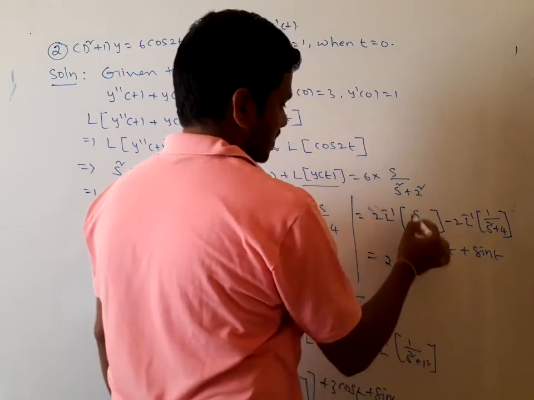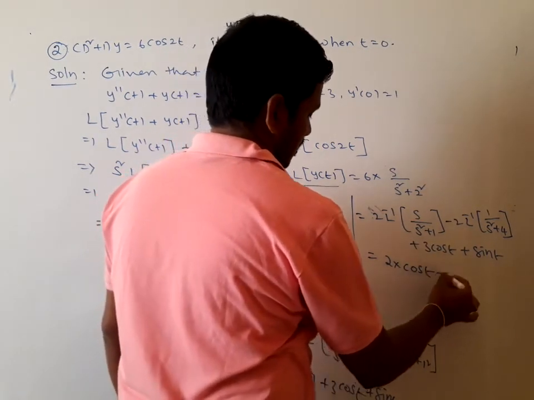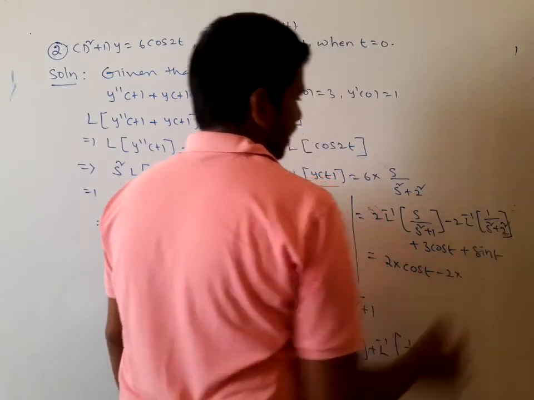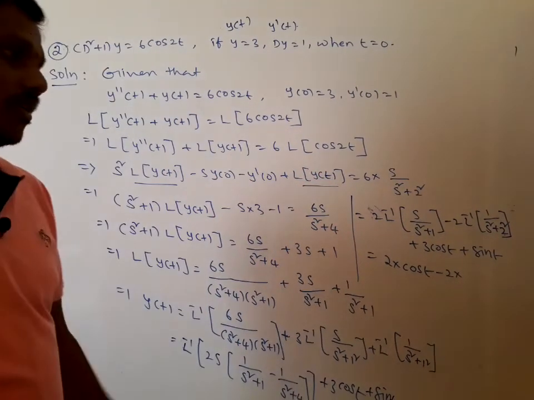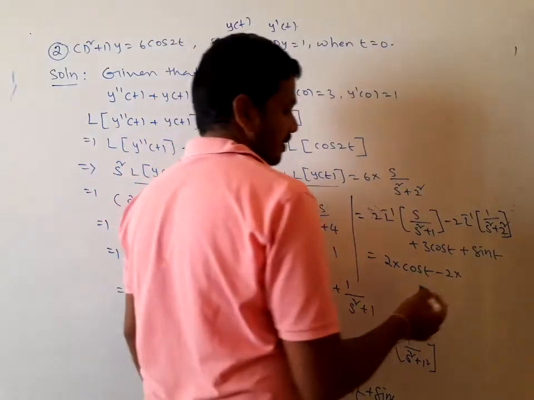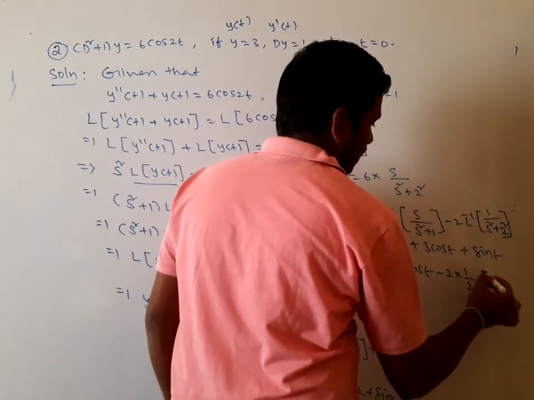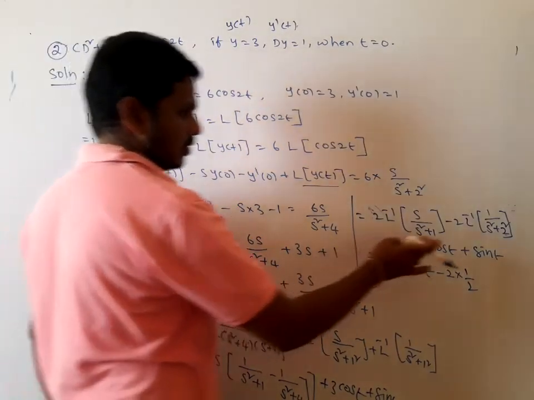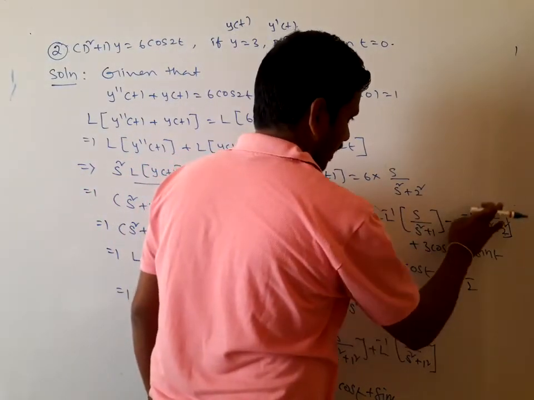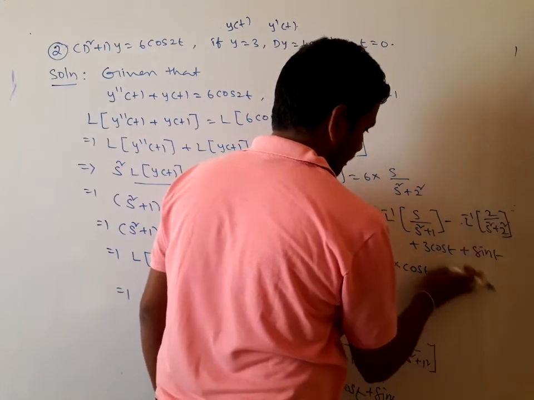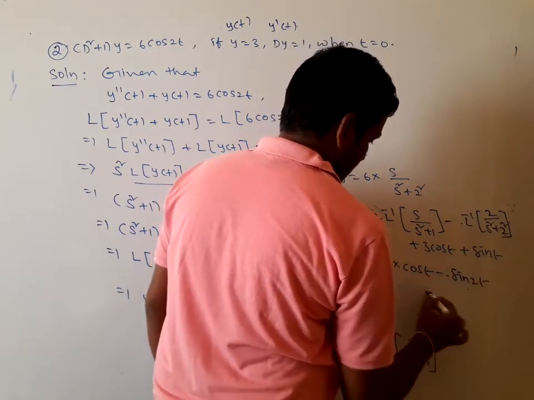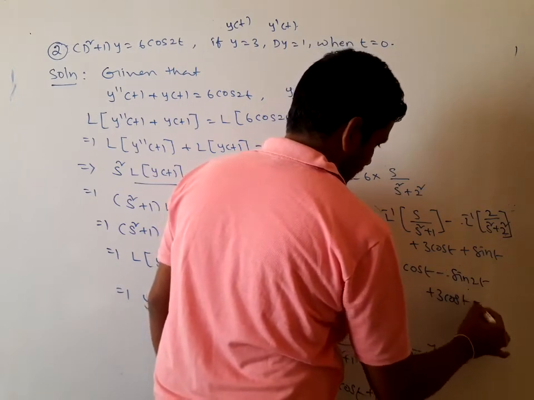Which is 2 into cos t, minus 2 into, here 4 can be written as 2 square. Let's see, 1 divided by s square plus a square is what? Sin at by a, so 1 by 2 into sin 2t. If you write 2 in the numerator directly you will get it, as multiplying with 2, no need to write this one. Directly you will get sin 2t. It is 2 cos t minus sin 2t plus 3 cos t plus sin t.